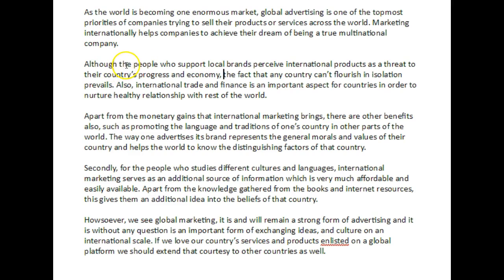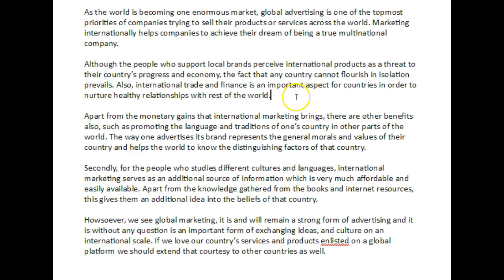Although the people who support local brands perceive international products as a threat to their country's progress and economy, the fact that any country cannot flourish in isolation prevails. Don't use contractions in academic writing. Contractions are simply for speaking. Wonderful word. Also, international trade and finance is an important aspect for countries in order to nurture healthy relationships with the rest of the world.